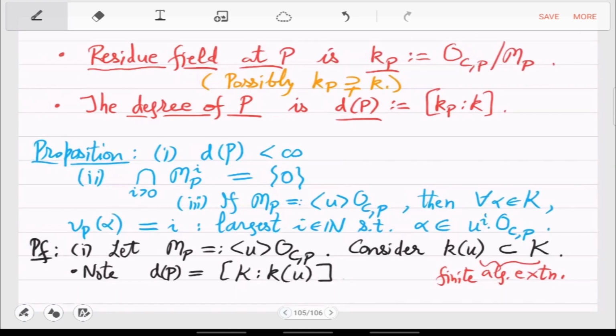And the third property, that the generator of the principal maximal ideal M_P is related to the valuation in that way, is clear from the way we had defined the valuation anyways.